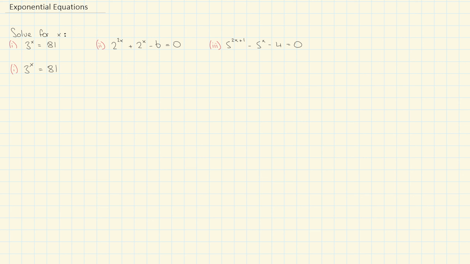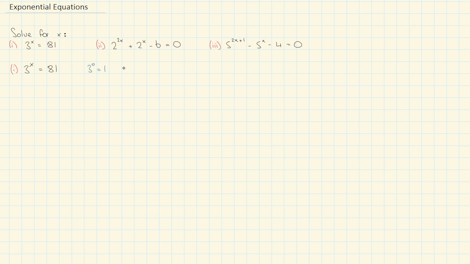Okay, so in this video, we're going to have a look at exponential equations. If we look at part 1 here, we have 3 to the power of x equals 81, and we are being asked to solve for x. So first thing I need to do is try and rewrite the right-hand side of the equation as 3 to the power of something. So we know, and again, you can just use your calculator for this.